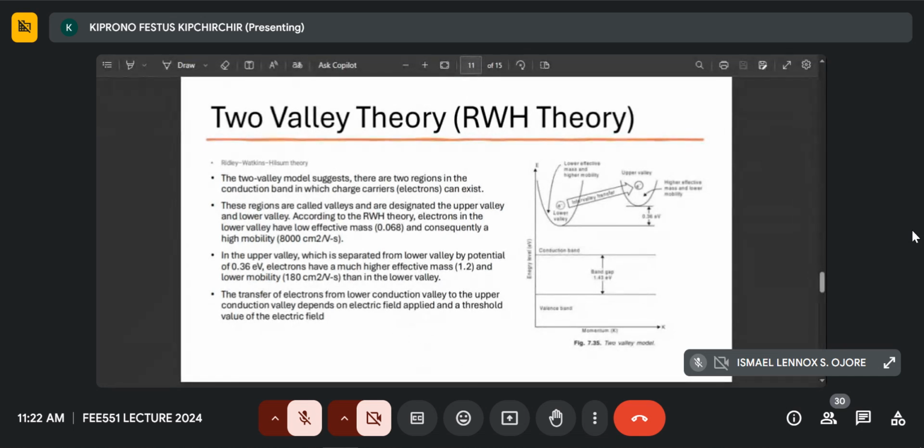So the transfer of electrons from the lower conduction valley to the upper conduction valley depends on the electric field applied and a threshold that needs to be met. As you apply the electric field, the electrons in the lower valley will tend to gain some energy, until a certain point where the threshold is overcome. I think the threshold in this case will be 0.36. Anything above 0.36 electron volts, the electrons will start moving from the lower valley to the upper valley.